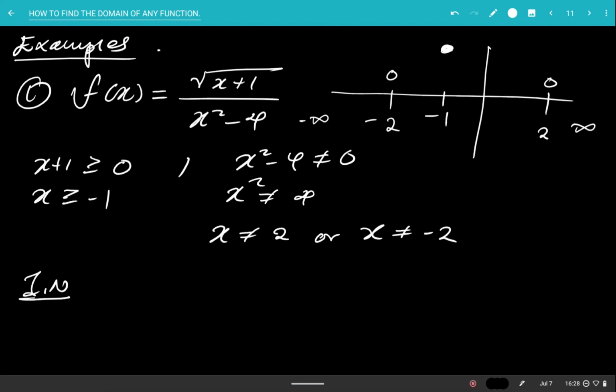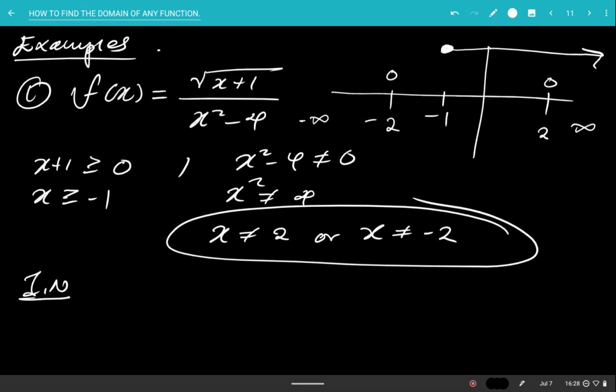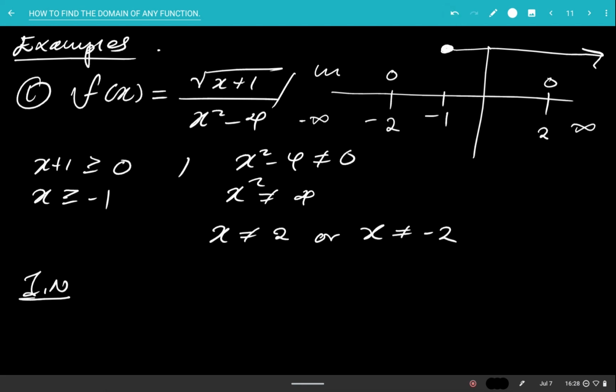Now we need to find the intersection. So let's look at the first condition: x should be greater than or equal to minus 1. So anything greater than or equal to minus 1 goes in that direction. But for the other condition, it can be anything from negative infinity to that point, or from that point going all the way to positive infinity. In finding the intersection, you just find where the lines meet. So I extend it there, and I also extend it everywhere. So my intersection is here.